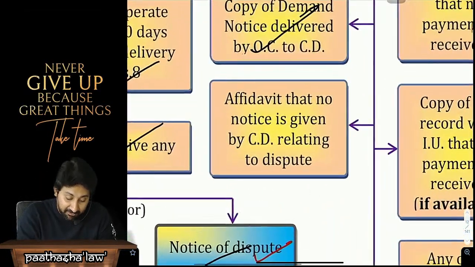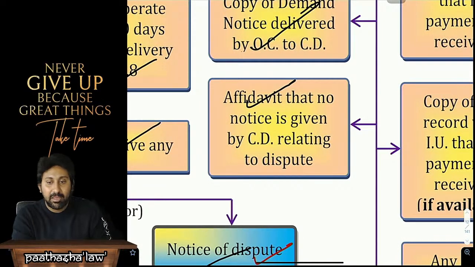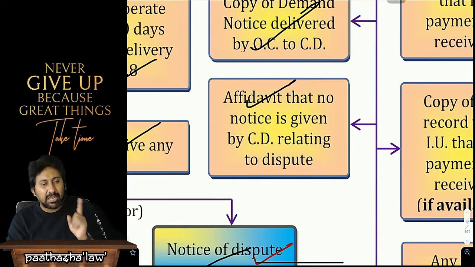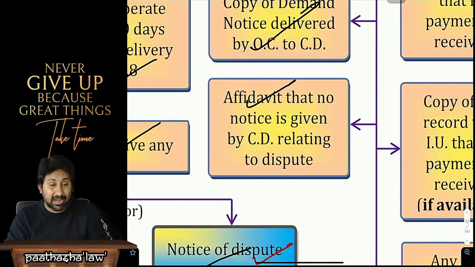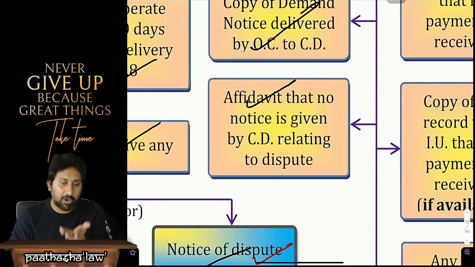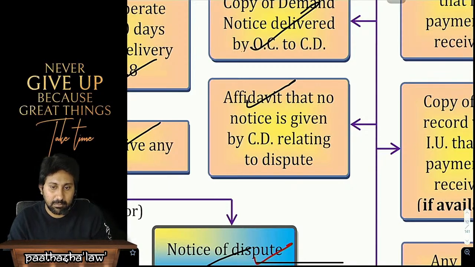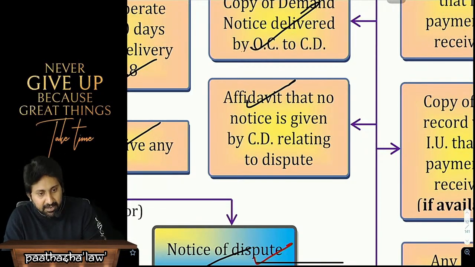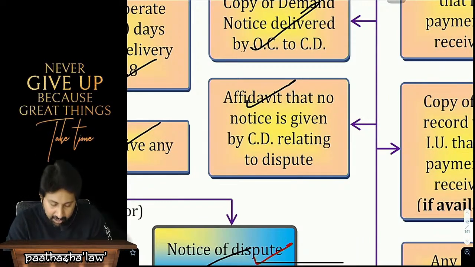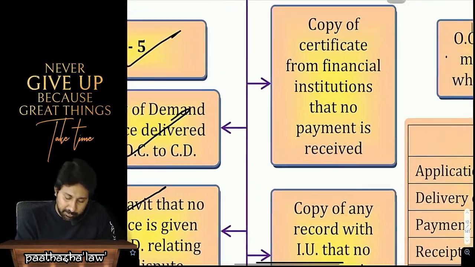Therefore, an affidavit that no notice is given. If the affidavit is proved to be false at a later time, you will be liable under the Companies Act, section 447. What is 447? Fraud. Punishment for fraud, false evidence, section 448, will get attracted. Sir, why will that get attracted? Because you are a corporate debtor, you are a company, and if the operational creditor is also a company, that section will get attracted. Okay. Affidavit that no notice is given by the corporate debtor relating to the dispute.